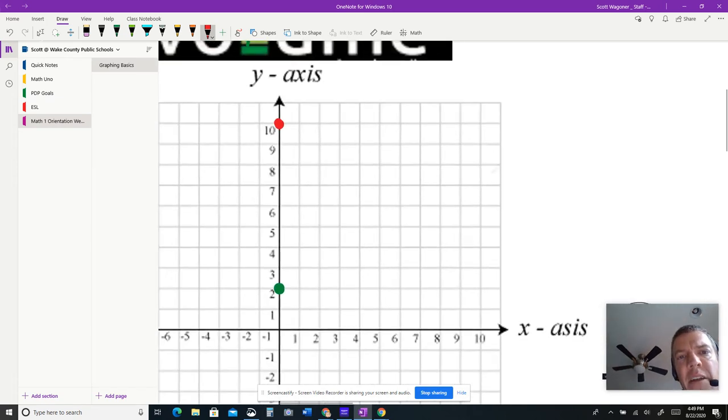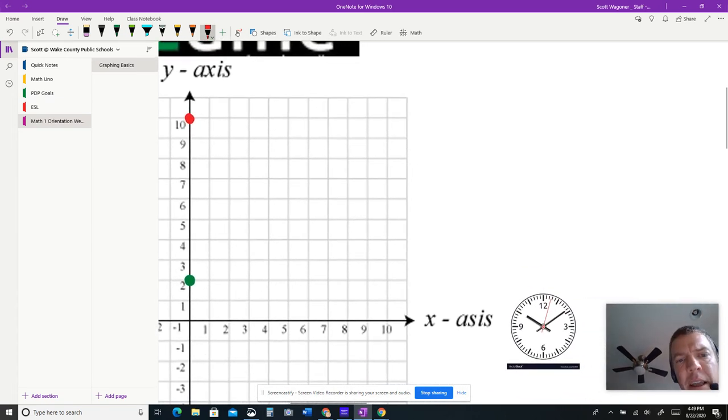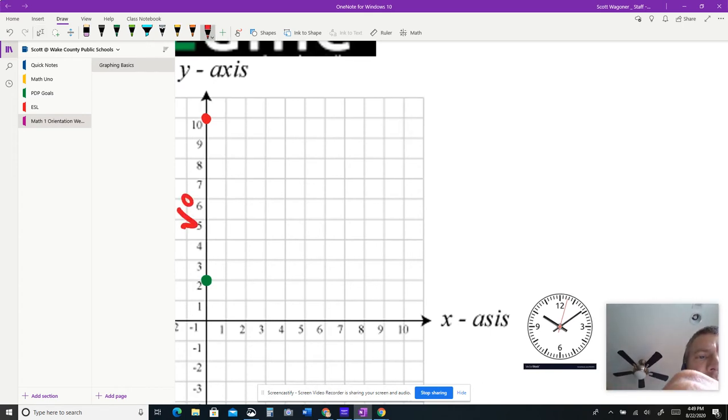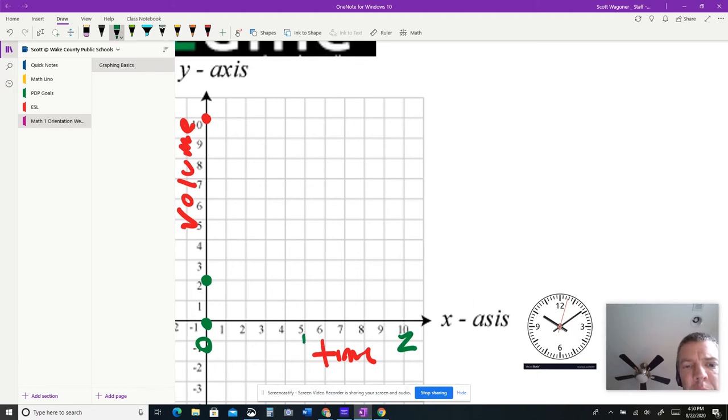But let's add this other part to it. Let's add the time. So volume's here on our vertical axis, and our time is going to be on our horizontal. The video was a minute and 41 seconds. So let's say this is the start, this is 0, and let's make this 2 minutes. That puts the 5 at 1 minute, and we're lasting right around here, a minute and 40.